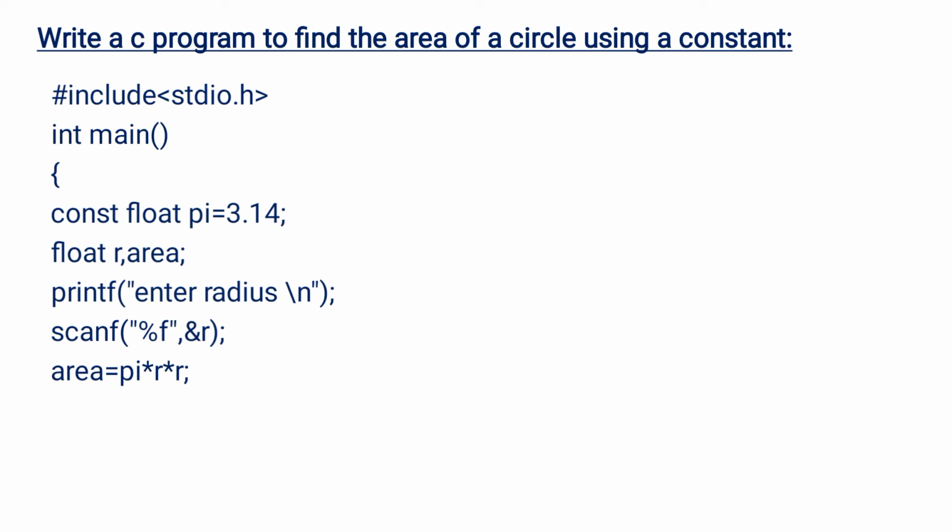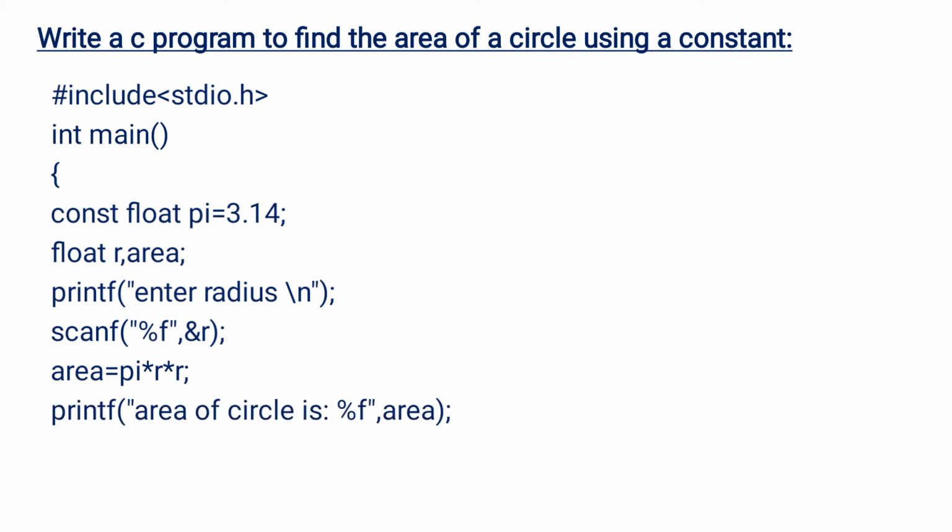Now area equals pi into r. Here we have to provide the asterisk symbol, this star symbol. We don't have to provide the into symbol in C programming; not only in C, in every programming language we have to provide the asterisk symbol, the star symbol, for multiplication. This star symbol is called asterisk in every programming language. Okay, so now area equals pi * r.